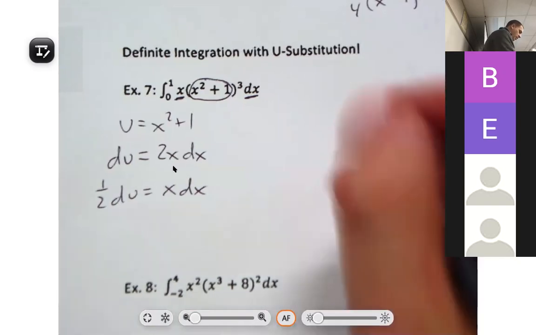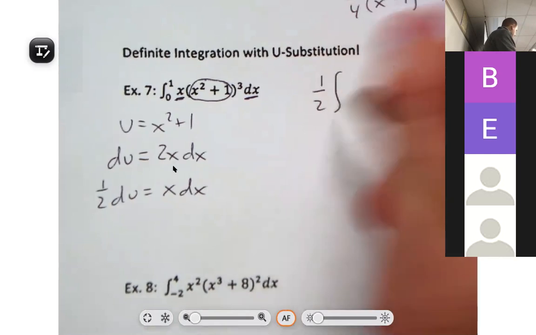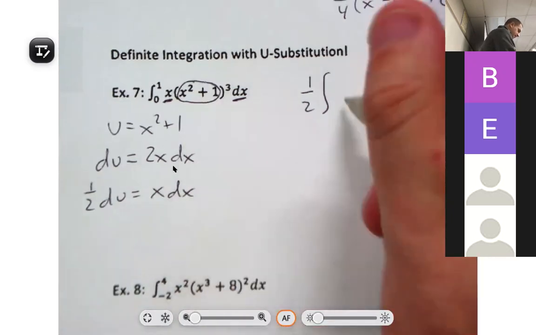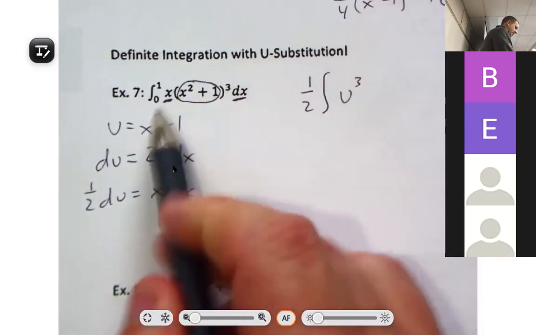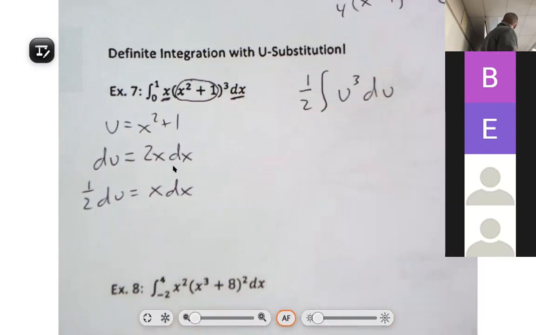Okay, so now I have the integral. I'm gonna put the 1/2 out in front, and you'll find out if you like doing that or not. I have some students that will think they're going to remember to do it and then just don't remember to put that number out in front. Then I have u cubed, and x dx becomes my du.